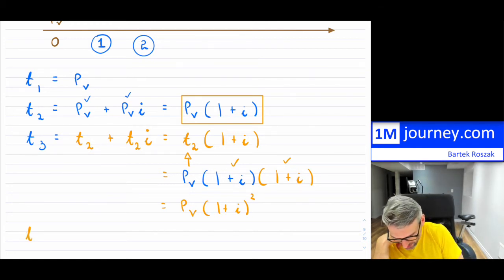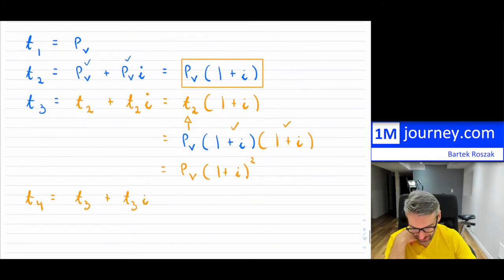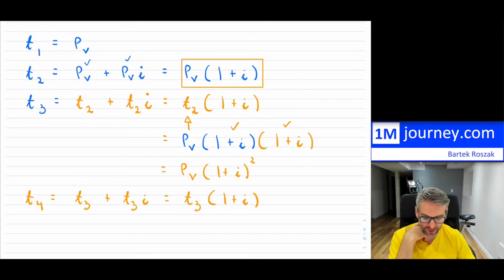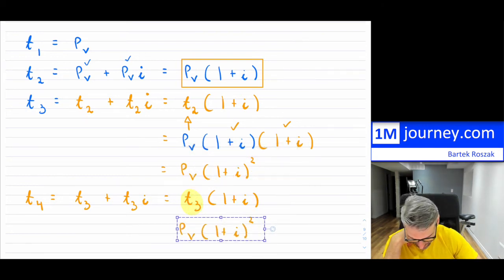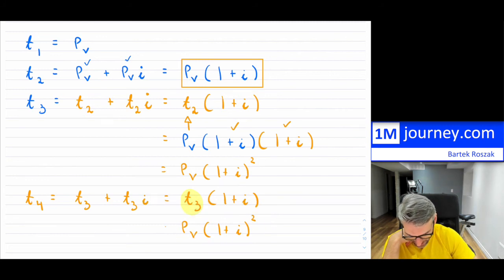Now you can continue this to T4. T4 is going to be T3 plus whatever the interest is growing at, which is that. Again, I'm going to remove T3 from here, and it's going to be 1 plus I. And I think now you notice what the pattern is, because my T3 that I have here is just this. So if I bring this down again, I'm going to duplicate it and bring it down.